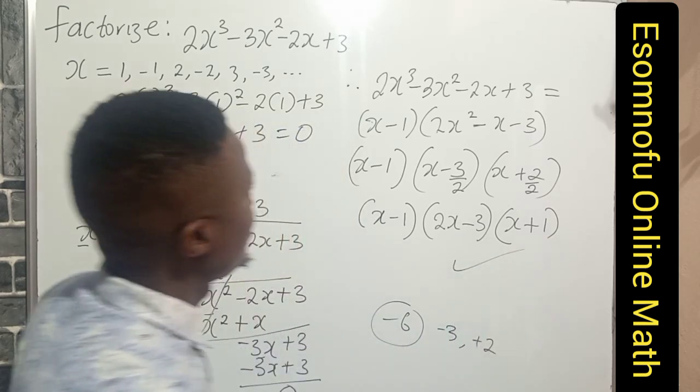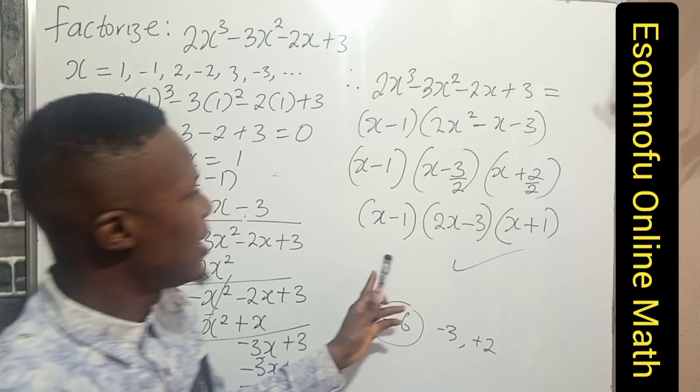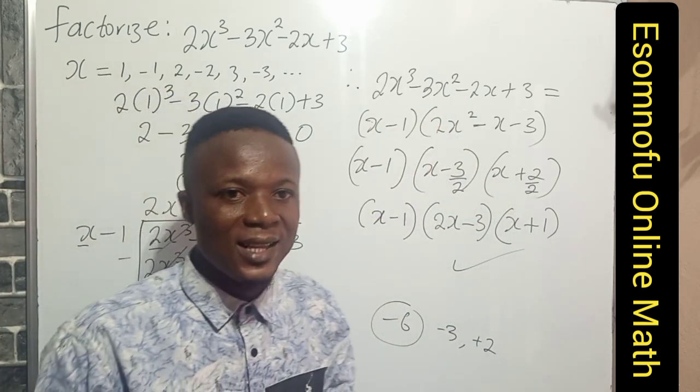And this is the factorization of this cubic expression. Okay, and you find out that when you multiply this, this and this, you are getting this back as your answer. That's the solution.